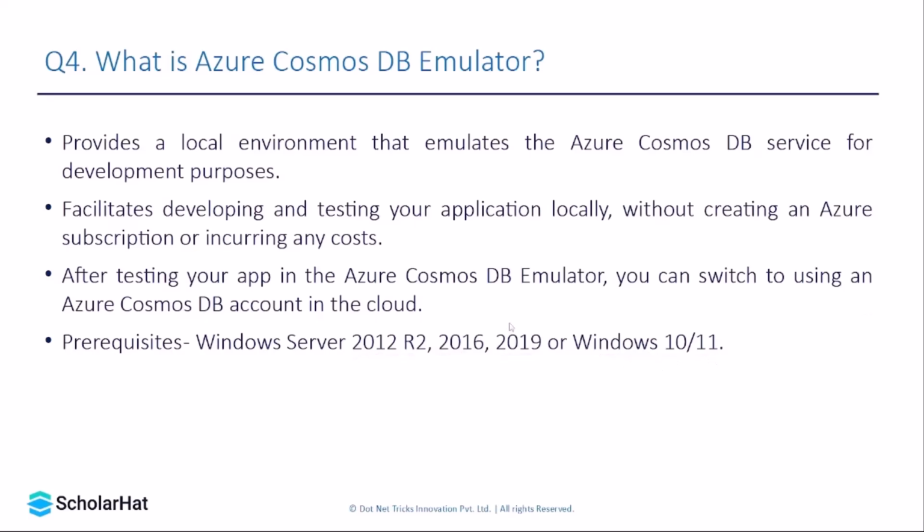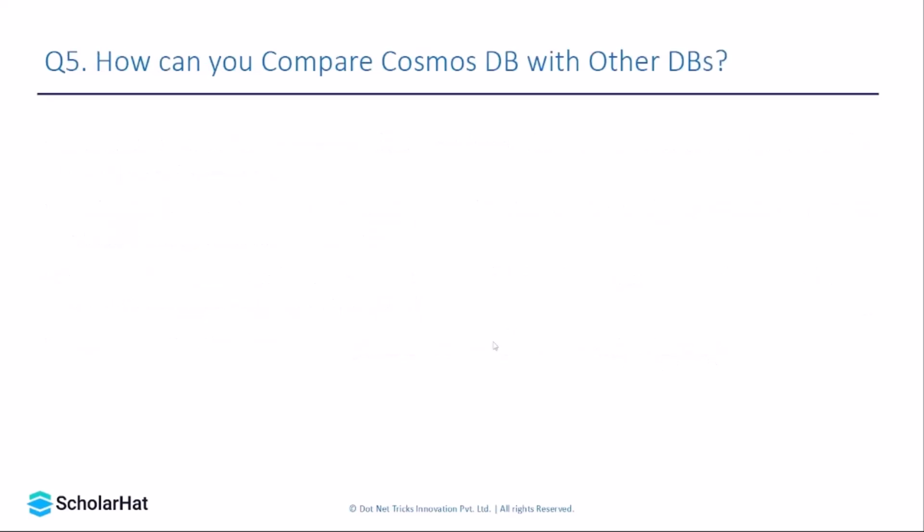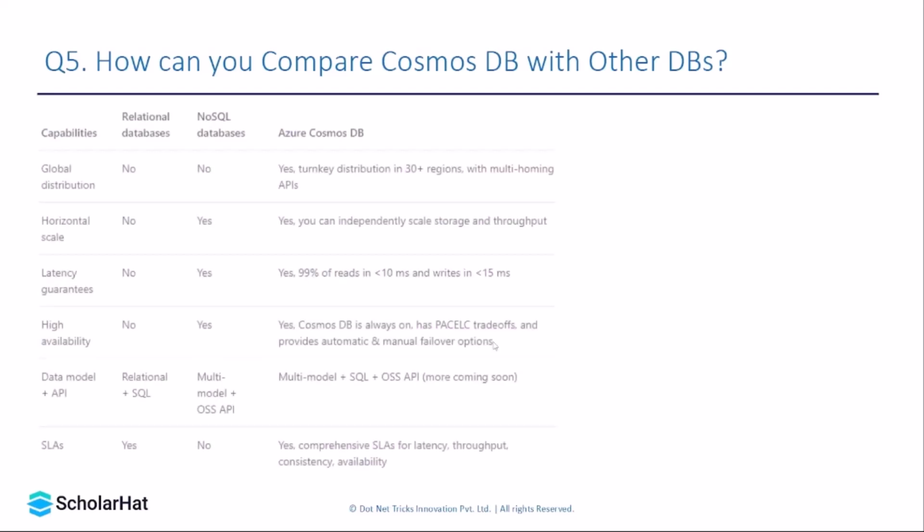Now let's move to our next question: how can you compare Cosmos DB with other databases? Let's try to understand the comparison of Cosmos DB with other databases with the help of this tabular format. We have divided the Cosmos DB comparison into different areas like global distribution, horizontal scaling, latency guarantees, high availability, data model, and SLA, that is, service level agreement.